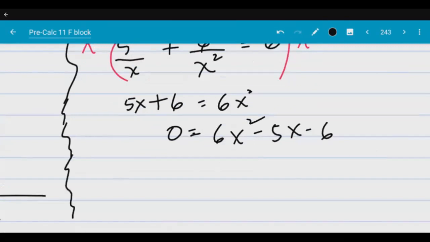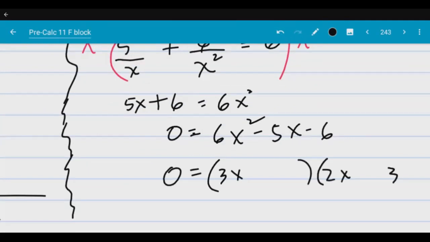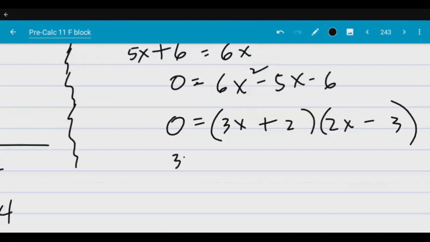So what would that be? I don't want to waste my time doing decomposition. Some of you would have been able to figure it out by multiplying in your head. It would be 3x here, 2x here, 3 here, 2 here. This is minus, this is plus. 3x times 2x, 6x squared. 3x times negative 3, negative 9x. 2 times 2x, that's positive 4x, gives me negative 5x. 2 times negative 3 is negative 6. So we're good. Therefore, 3x plus 2 equals 0 because we're splitting it up into 2.